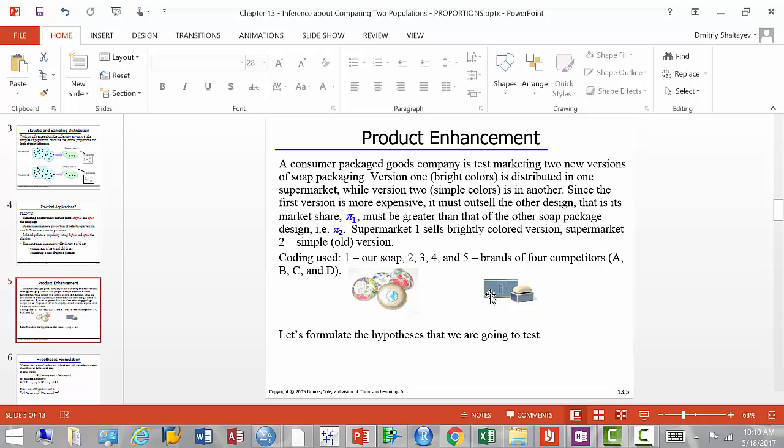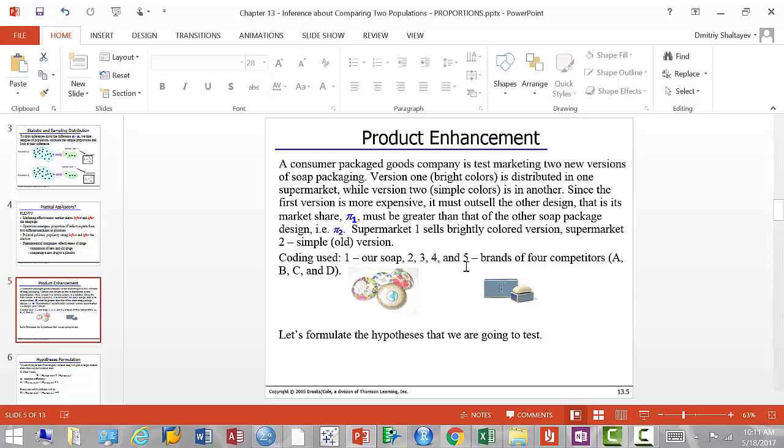So here's what they do. They pick 2 supermarkets as a test market. Supermarket number 1 sells the brightly colored soap. Supermarket number 2, we ship them the old version, which is dull, gray looking, very boring kind of soap, if there is such a thing as fun soap and boring soap. So brightly colored is fun. But we're not the only company who sells soap through the supermarkets. There are 4 other companies, A, B, C, D, or 1, 2, 3, 4. Competitors, right?